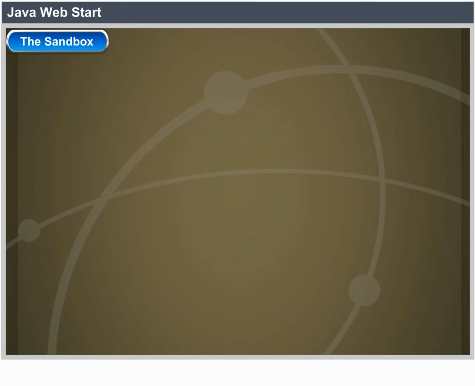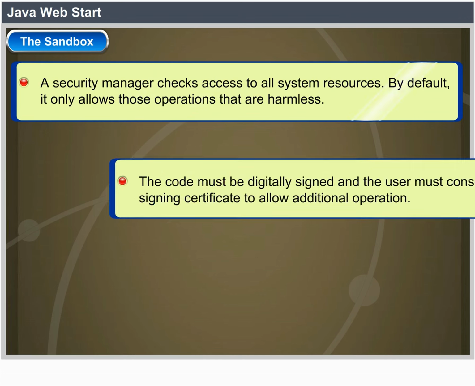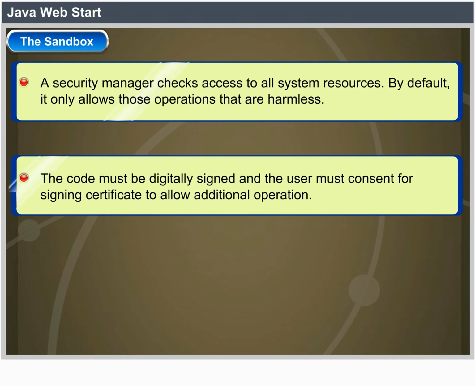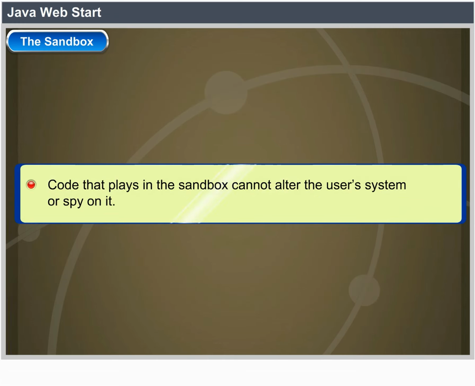The sandbox. The security manager checks access to all system resources. By default, it only allows those operations that are harmless. The code must be digitally signed and the user must consent to the signing certificate to allow additional operations. The restricted execution environment is often called the sandbox. Code that runs in the sandbox cannot alter the user's system or spy on it.